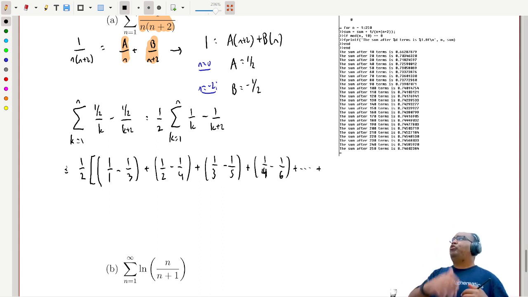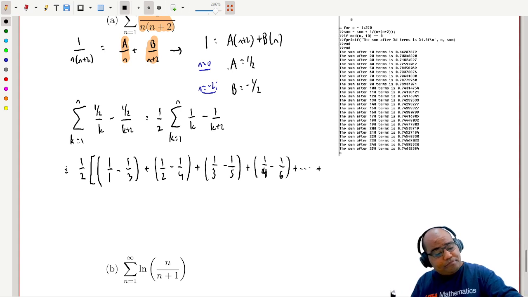And this will continue all the way up to when k is equal to n. But I'm actually going to write this so that we look at the last three terms in this truncated series. So I want you to note here, this is what happens when k equals 1, when k equals 2, when k equals 3, when k equals 4.